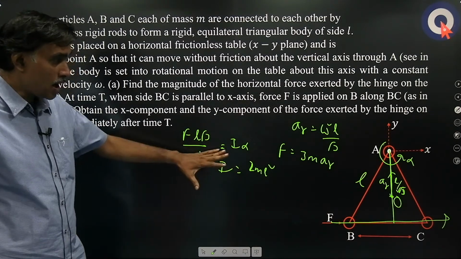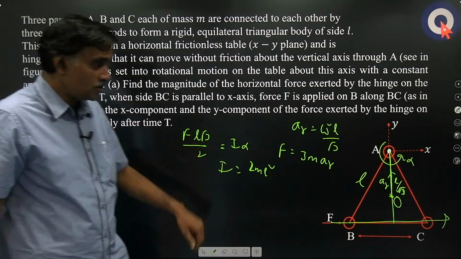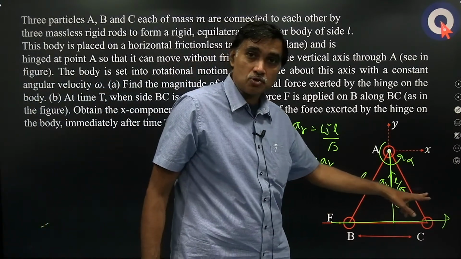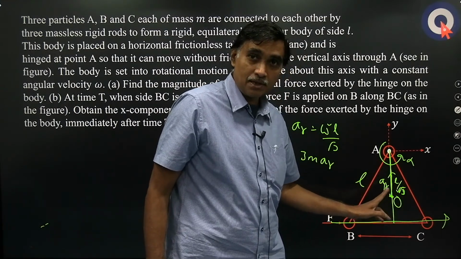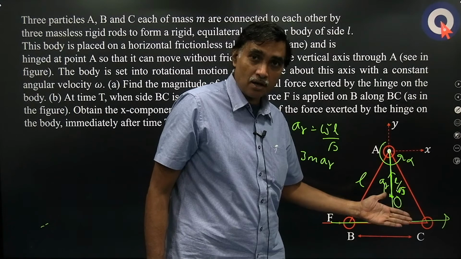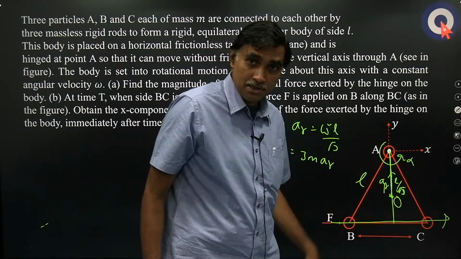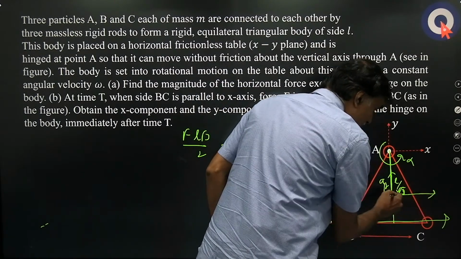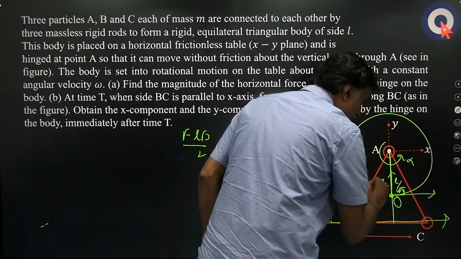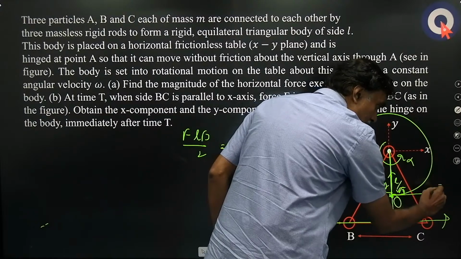Once you know alpha, now there is a tangential acceleration for center of mass also. Radial acceleration we have already calculated. At that instant, because there is a torque, angular velocity will change. There will be tangential acceleration. What is tangential acceleration? It is in this direction. It is about to move like this in a circle, so tangential acceleration is along the tangent in this direction.